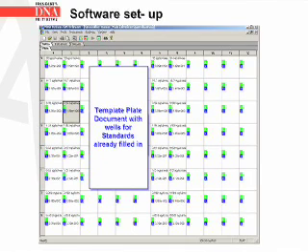This is a screenshot of a completed template plate document with the wells for the standards already filled in. There are two sets of standards. One set would be for human and the second set would be for the male standards.